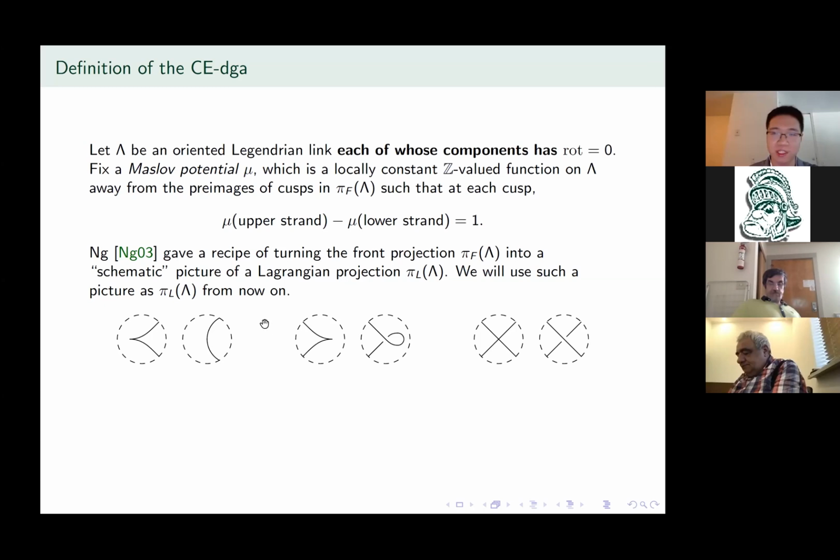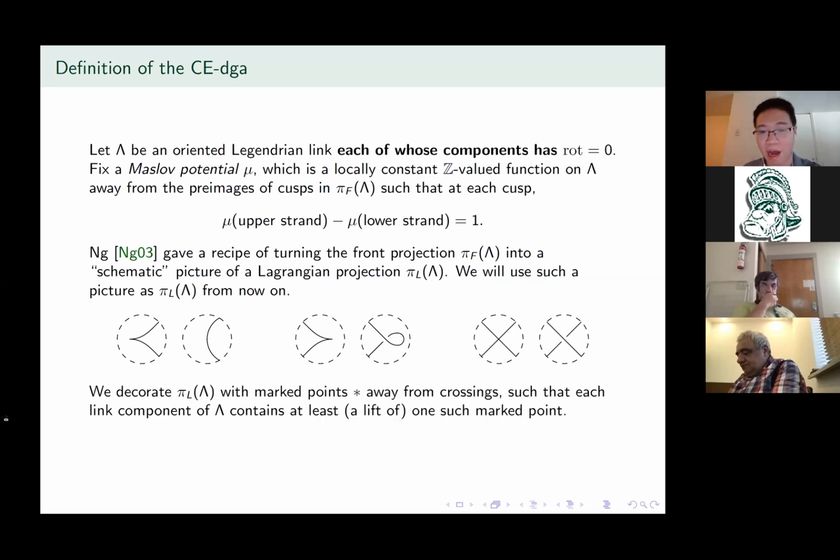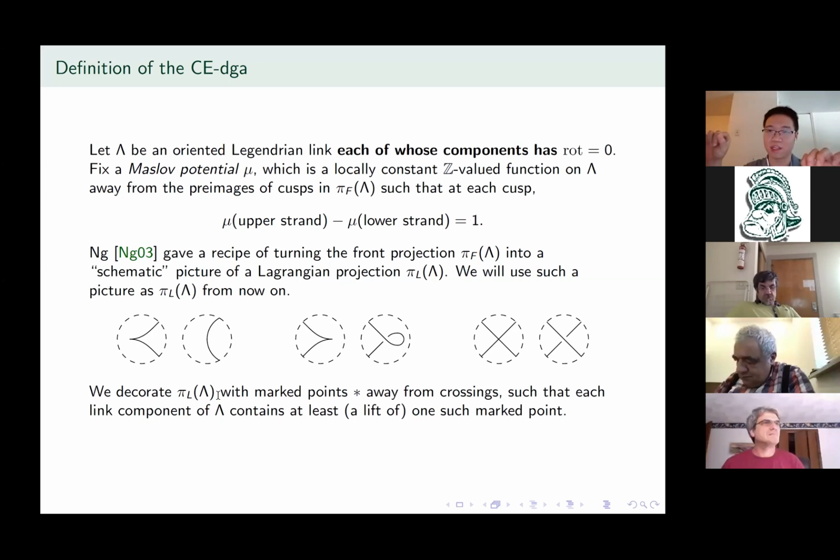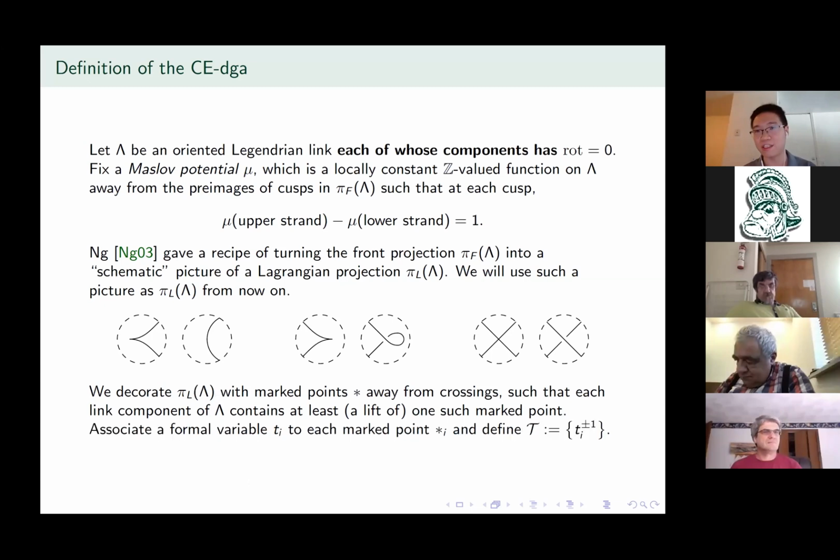Okay, so we also decorate the Lagrangian projection. So now I have the Lagrangian projection of my link, and we decorate it with mark points away from crossings, such that each link component has at least one lift of such a mark point. So the mark point will be drawn away from the crossing, and when you lift all of them back to the link in R^3, you make sure that each component has at least one mark point in it. Okay, so we define this set of formal variables t_i and t_i inverse.